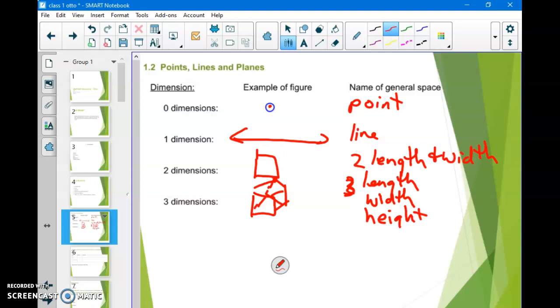And then some people talk about the 4th dimension. The 4th dimension would be time, in which case that something in 3 dimensions is moving through time.